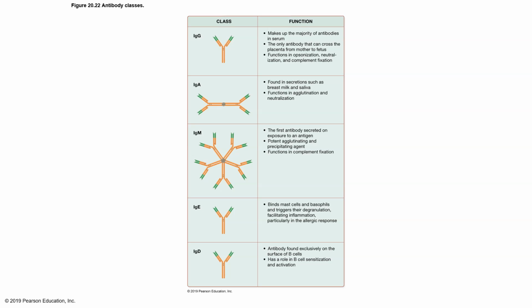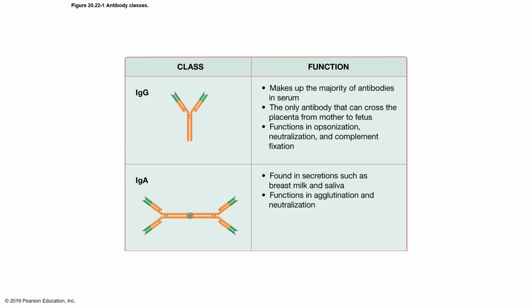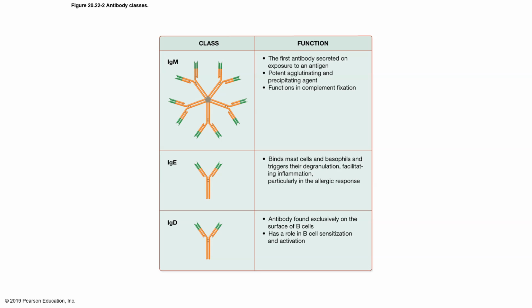And then IgE binds to your mast cells and basophils and triggers their degranulation, which thus facilitates inflammation, particularly in the allergic response. And then IgD. IgD is the antibody found exclusively on the surface of B cells, and it also has an important role in sensitization of B cells and then subsequent activation. Here's IgG, makes up the majority of the antibodies. IgA, which is a dimer. IgM, IgE, and IgD.